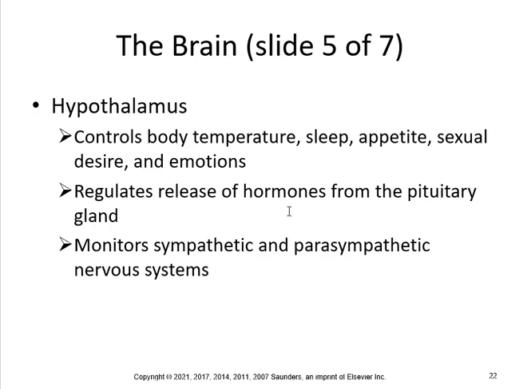The hypothalamus controls the body temperature, sleep, appetite, sexual desire, and emotions. Regulates release of hormones from the pituitary gland and monitors sympathetic and parasympathetic nervous systems. That's a good quiz question, right? So know what the hypothalamus does.